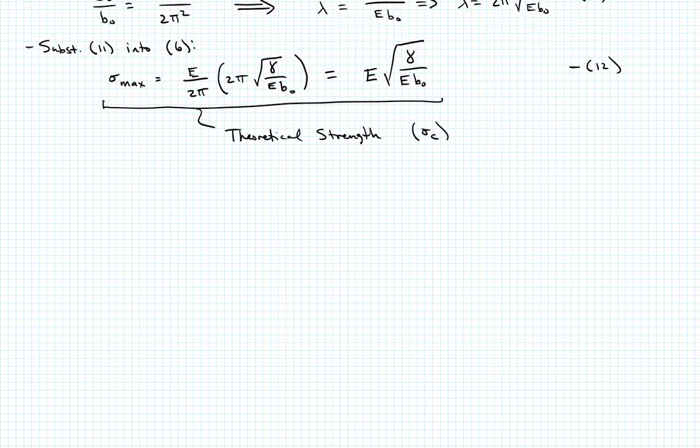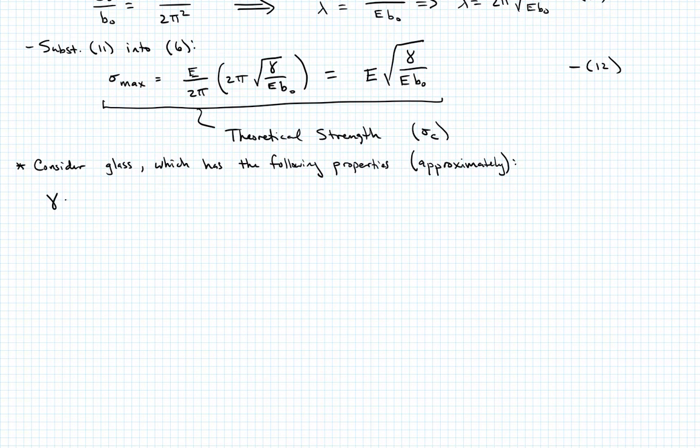So let's see how this stacks up. What would it give us? So let's think about glass, for example. So let's consider glass, which has the following properties approximately. And we would say this looks like gamma is going to be on the order of 1 newton meter or joule per meter squared. It's going to have a modulus that's on the order of 100 GPa. And it's going to have a B naught, atomic spacing, that's on the order of about 5 times 10 to the minus 10 meters.